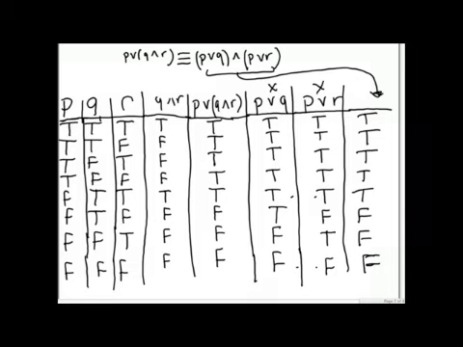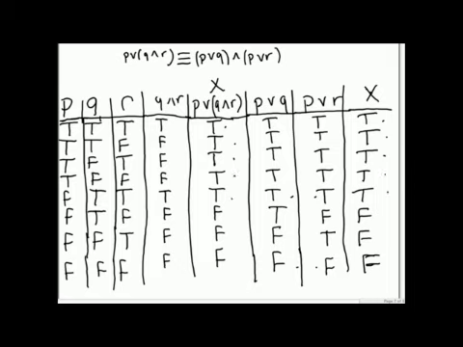And to show that they are logically equivalent, we need to show that this column and this column are the same in every single row. So here we have true and true, true and true, true and true, true and true, true and true, false and false, false and false, and false and false. Therefore they are logically equivalent.